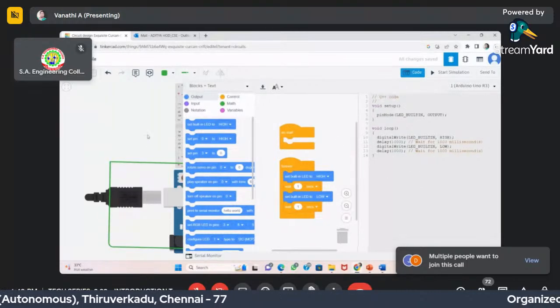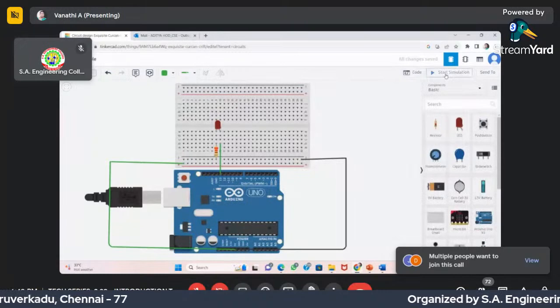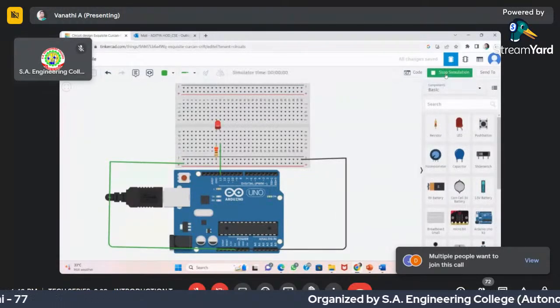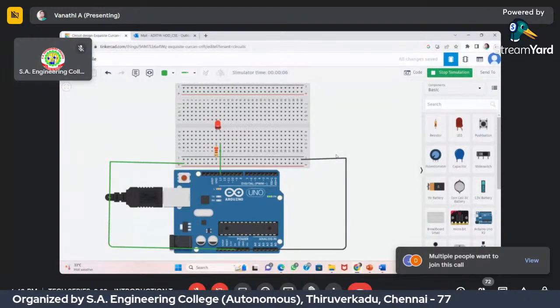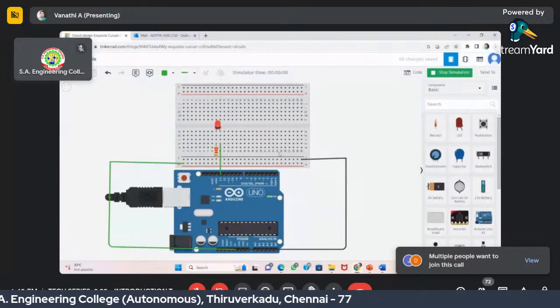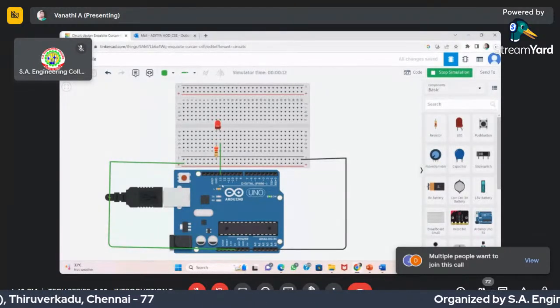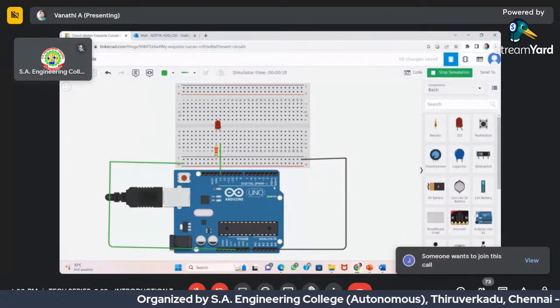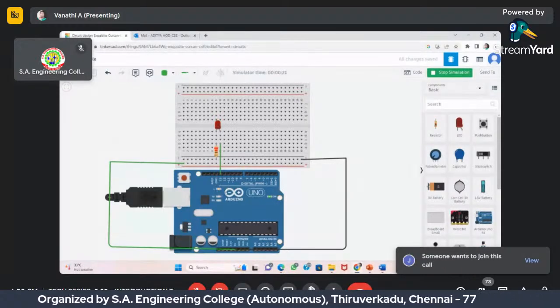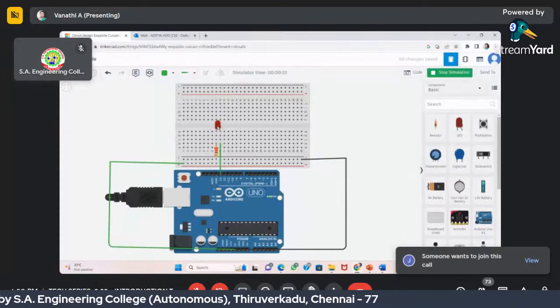So now I'll check whether my LED is working or not, right? I'll be giving a start simulation. You can see my light is switched on, switched off, right? It switches on and off with respect to the delay. You can also see an LED on the Arduino board which is going to blink, right? This gives the indication that the Arduino board is switched on and the LED is also blinking.